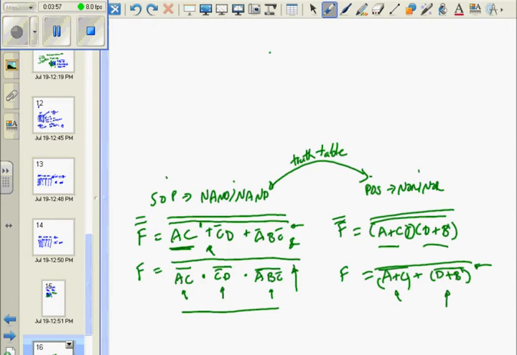So what if we wanted to go from NOR, NOR to, how about SOP? Well, guess what? You're going to have to go from NOR, NOR to POS to the truth table to SOP. Now let's go ahead and do an example of that.